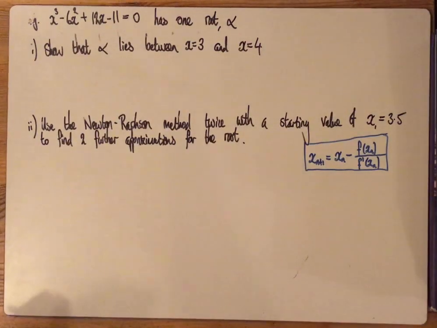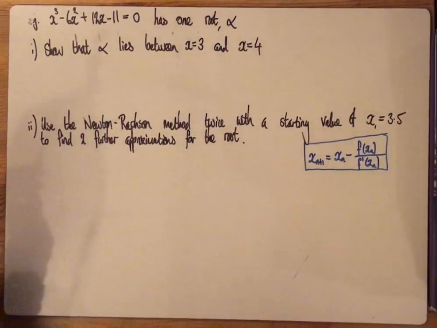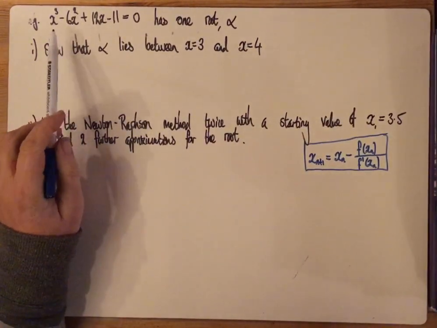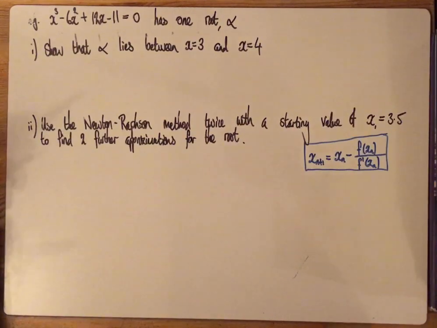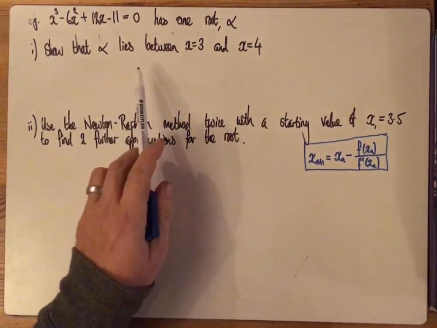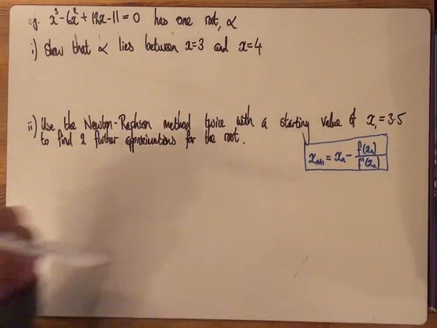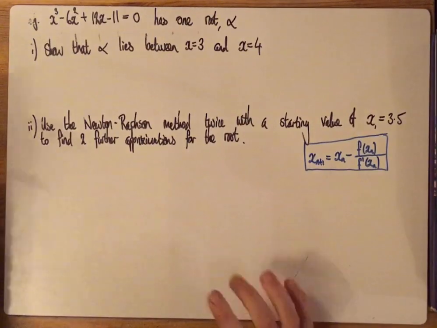Okay, here's an example of using the Newton-Raphson method. So we have a function f of x equals x cubed minus 6x squared plus 12x minus 11. It's got one root alpha, and we want to show that alpha lies between x equals 3 and x equals 4. That first bit is change of sign, so just reminding you of that.